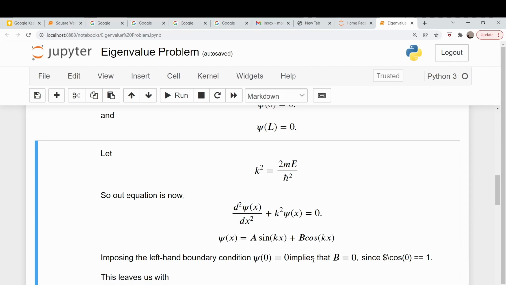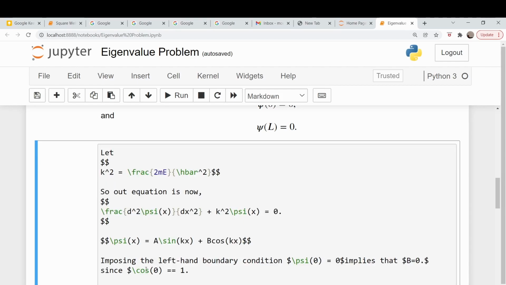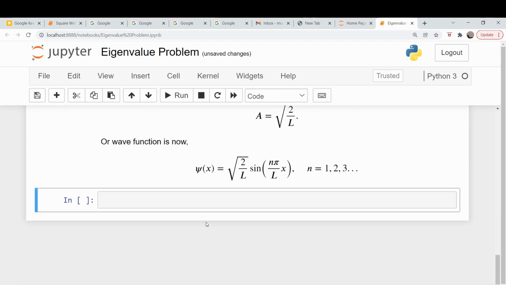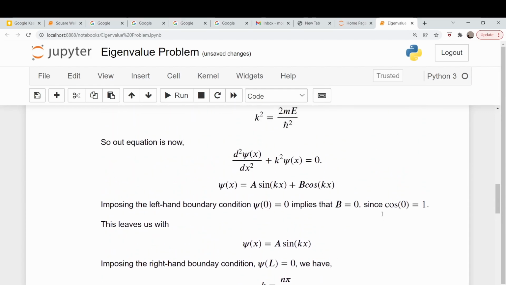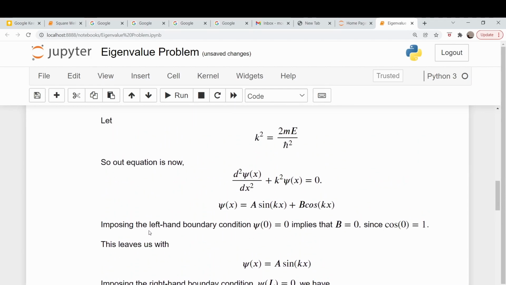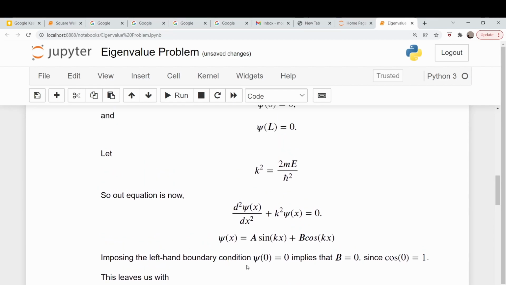That implies that, let me fix a typo here. Boundary conditions imply, and I saw something else that was a little fishy. Cosine of 0 is equal to 1. Yeah, because cosine of 0 is equal to 1. So this at x equals 0 has to be equal to 0.